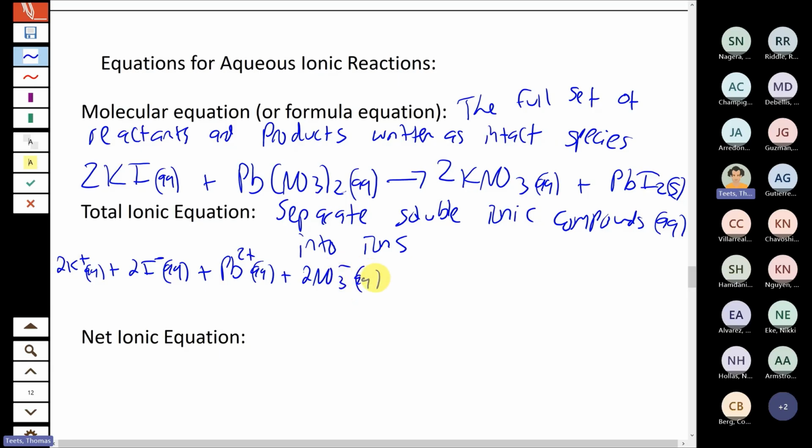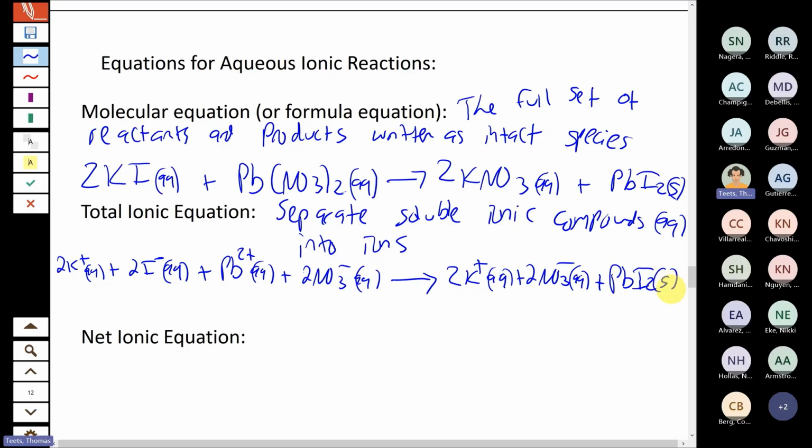Typically, everything on the left side of the arrow is going to be aqueous and separated into ions. You're starting with 2 soluble compounds that you're combining together. And then on the right side of the arrow, we still want to separate KNO3 because that's soluble. That's going to give us 2 K plus and 2 NO3 minus. We have to keep the coefficients in play here. And then lead iodide, though, is insoluble based on our solubility rules, and it has a little S next to it in the chemical equation. So that one we don't break up, because again, it forms a solid. It's no longer dissolved in the solution. So that one stays as PbI2 solid.